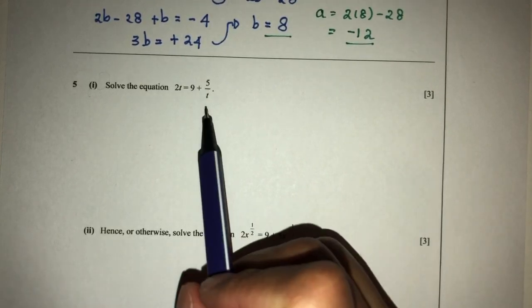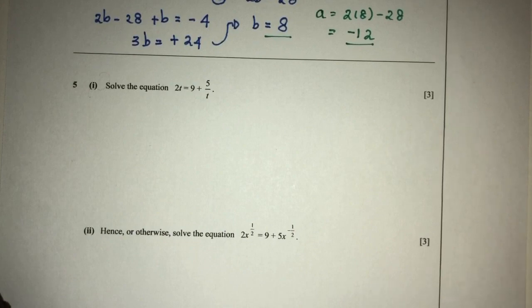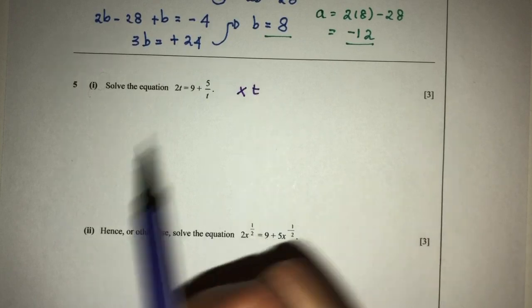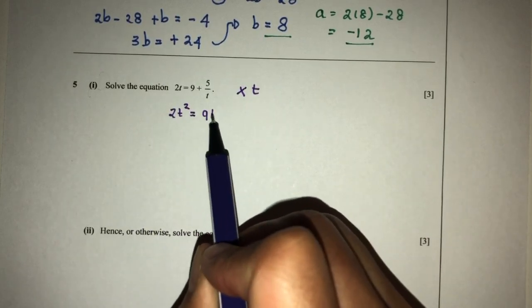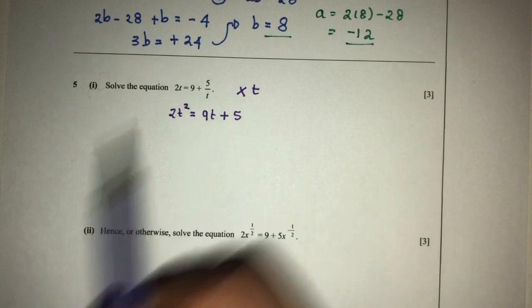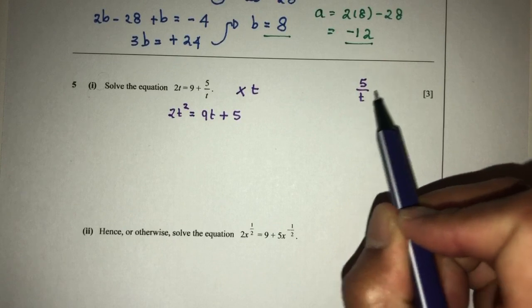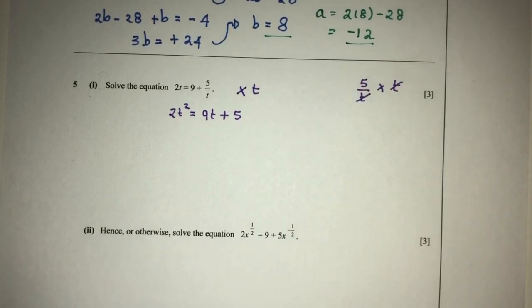So first things first, as you can see here, we have a denominator of t. So it is a fraction. It's kind of hard to work with fractions. So what do we do? Just multiply everywhere by the denominator. You will have 2t squared equal to 9t plus 5. It will just cancel out this one, because if you think 5 over t times t, what happens? This will cancel out. That's what happened.